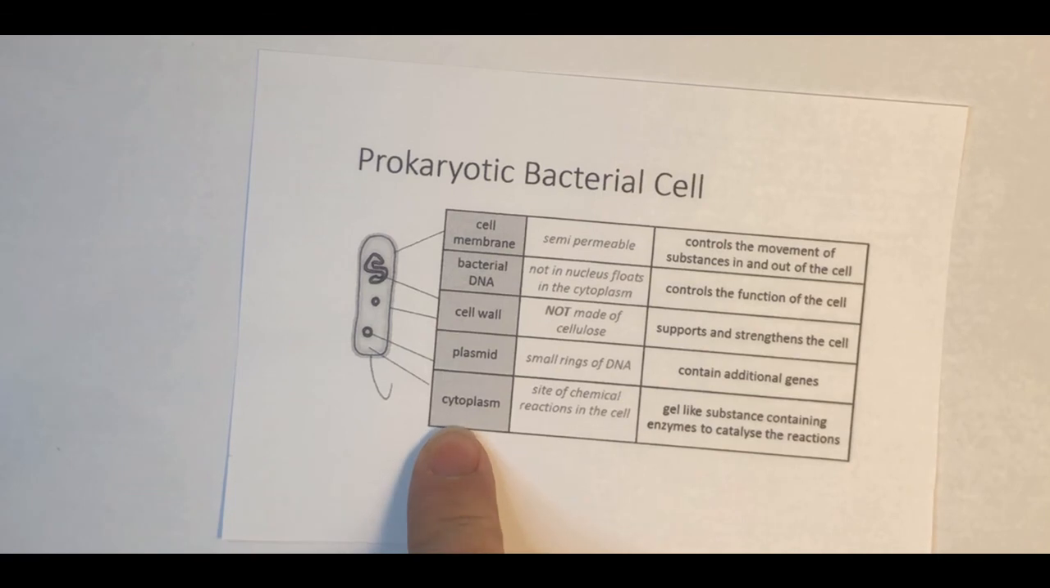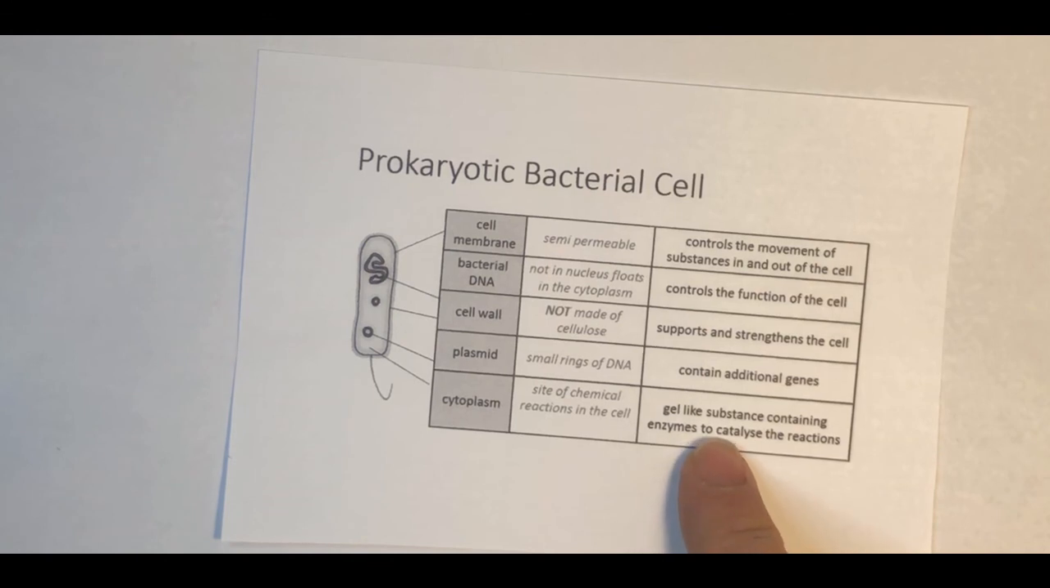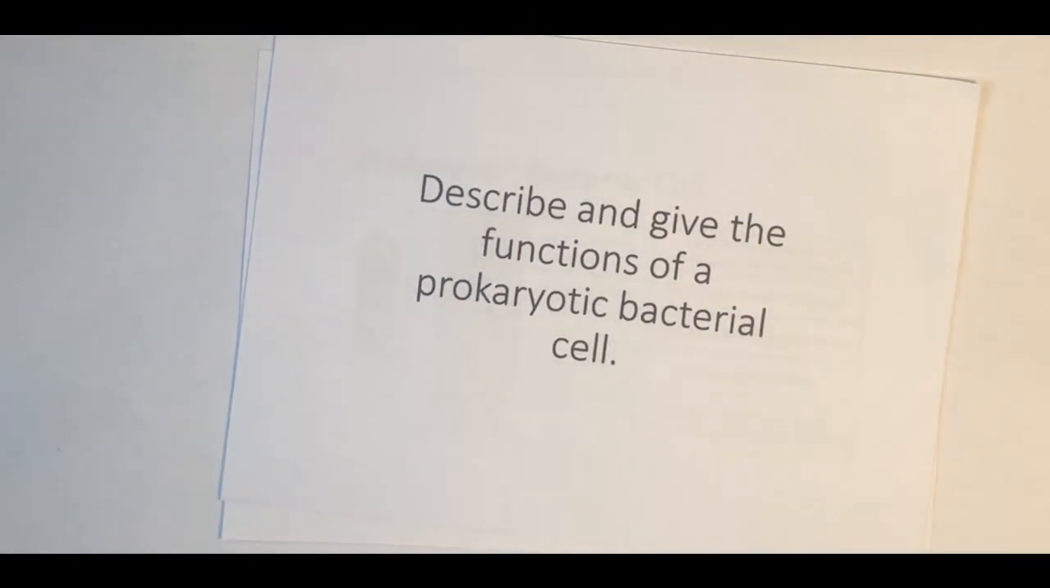The final one is then cytoplasm, which is the site of chemical reactions in the cell. It's a gel-like substance containing enzymes to catalyse the reactions. So what you need to do is put all of those different points together to answer that question and get the maximum marks for it. Describe and give the functions of a prokaryotic bacterial cell.